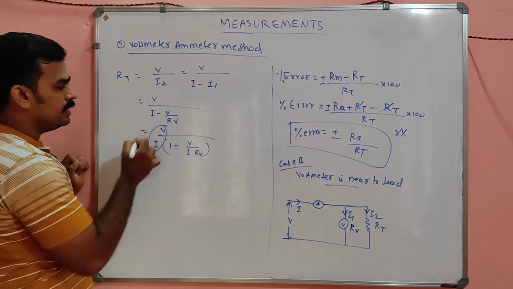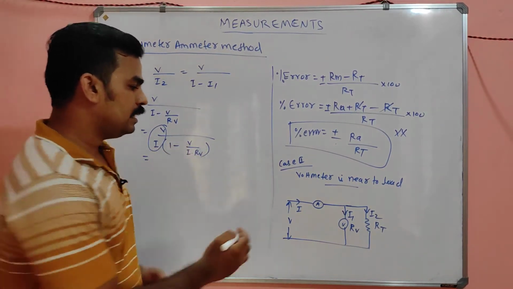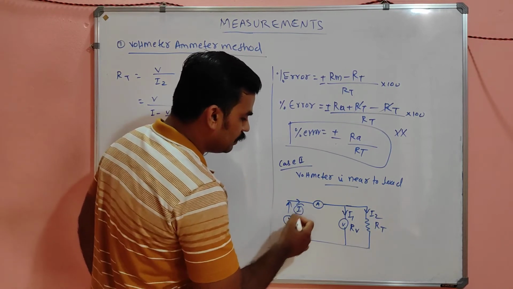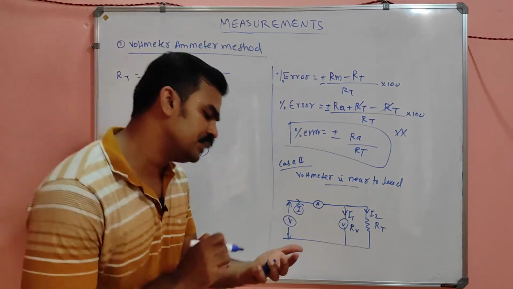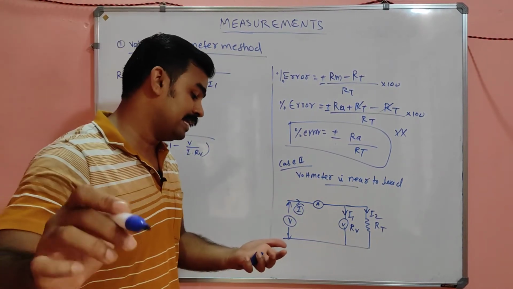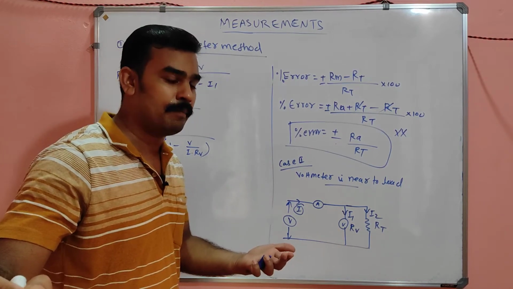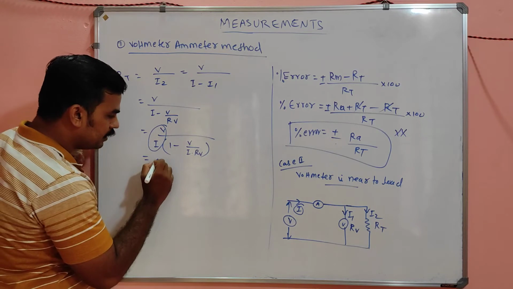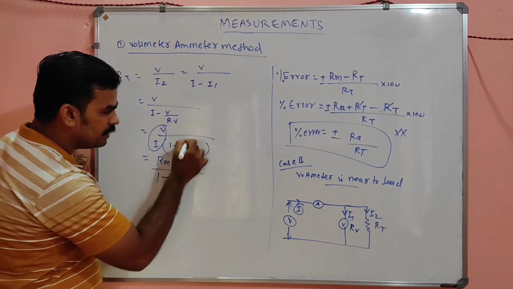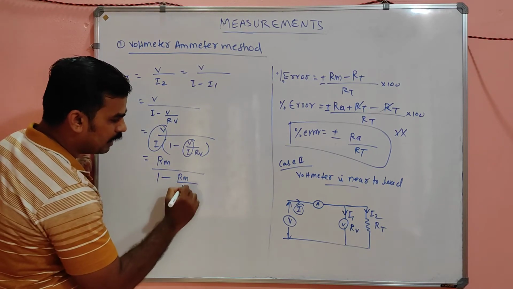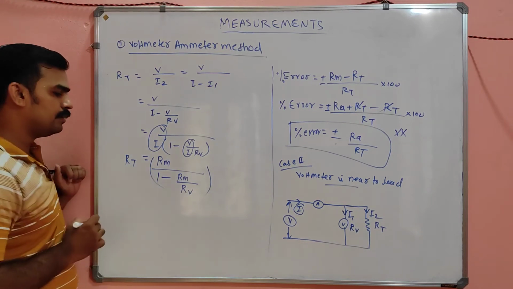So what is this V by I? It is the measured resistance all the time. If you simply take V and I and take the V by I ratio, you get a resistance value which is the measured resistance, which is not exactly equal to the true resistance. It may be less or more; that you have to find now. So V by I is the measured resistance Rm, divided by 1 minus Rm by RV. How beautifully we got it, right? So this is nothing but RT.